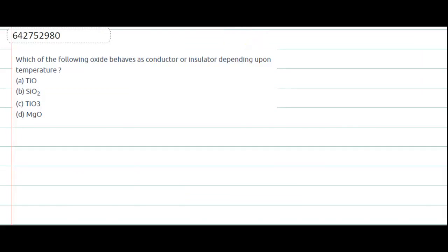Hello everyone, today's question is: which of the following oxides behaves as a good conductor or insulator depending upon the temperature?